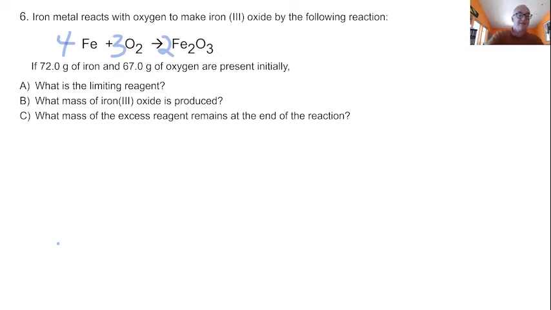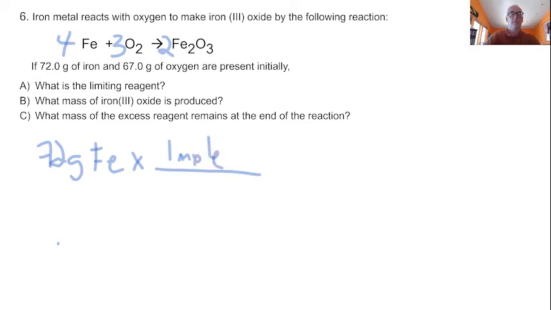So I've got 72 grams of iron. I want to convert that to moles. Moles of iron. Iron is, where is iron? Here somewhere. Man, somebody help me find it. Why can't I find iron? Oh, there it is. 55.85 grams per mole.